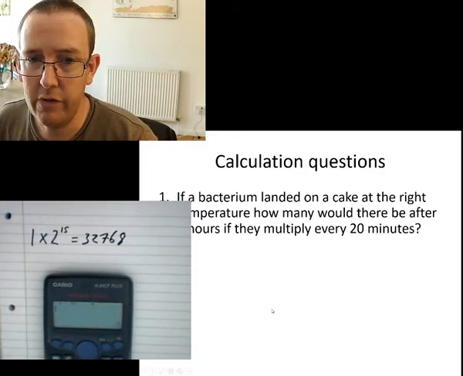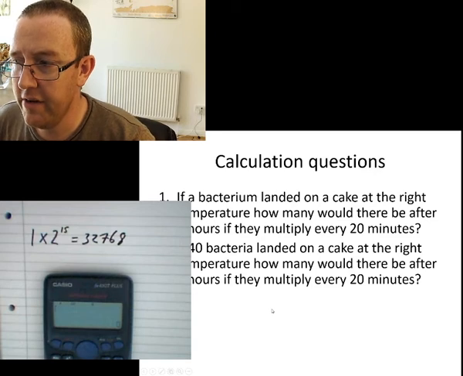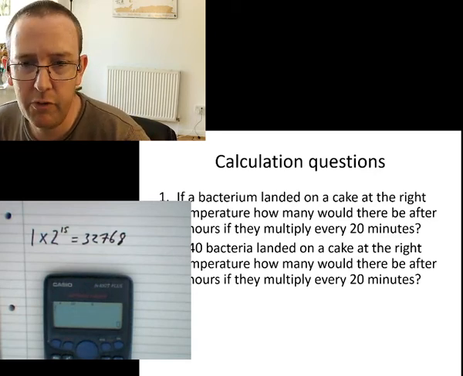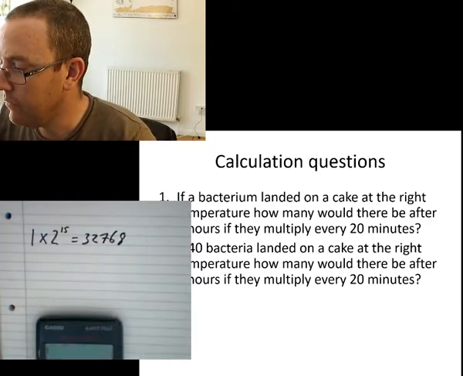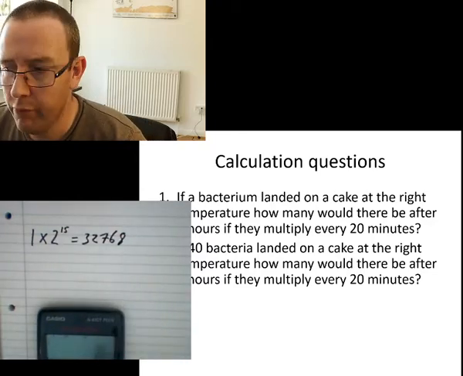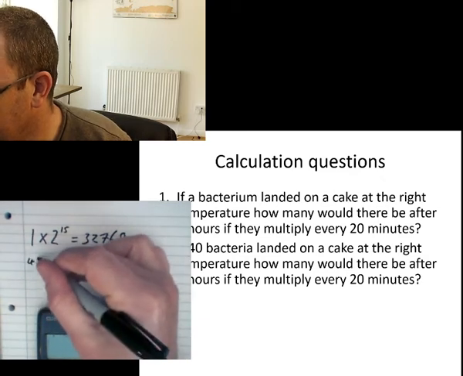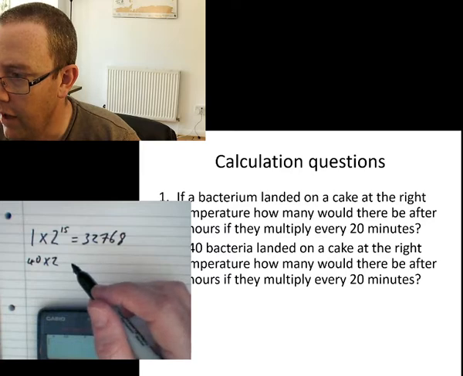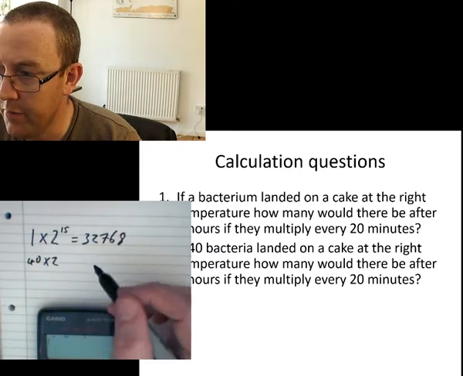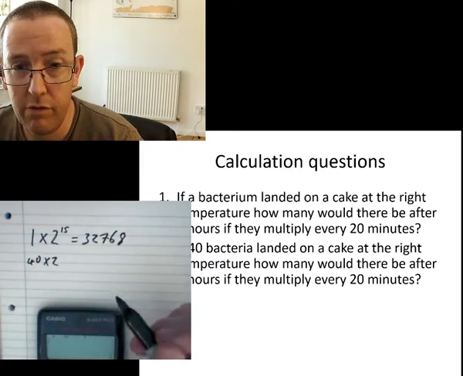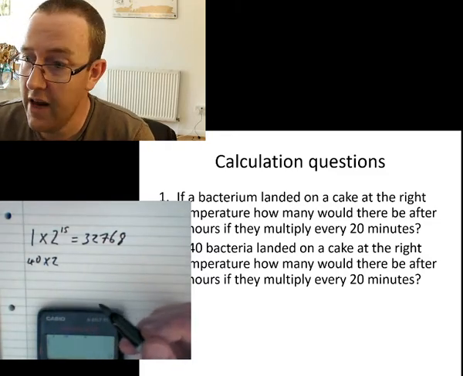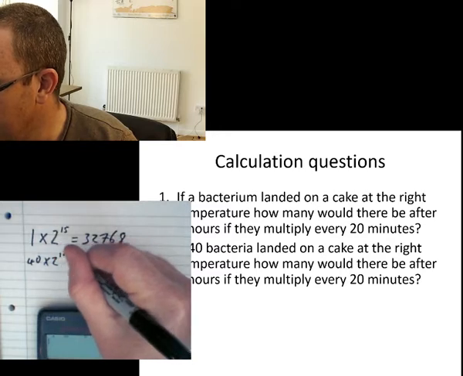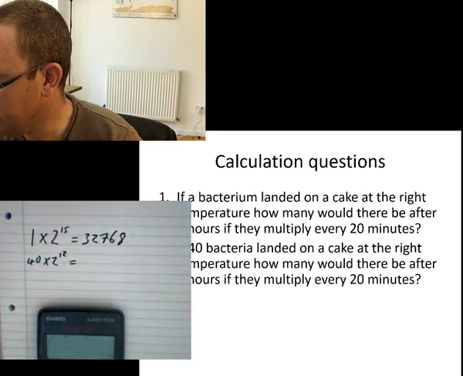Right, next. So we've got 40 bacteria landing on a cake at the right temperature. How many would there be after 4 hours if they multiply every 20 minutes? So on that one, 40 bacteria landing, 40 times 2, how many generations? We've got 4 hours, multiply every 20 minutes, so that's 4 times 3 generations an hour, so that's 4, 8, 12. 40 times 2 to the 12, there we go, so we'll stick that in there.